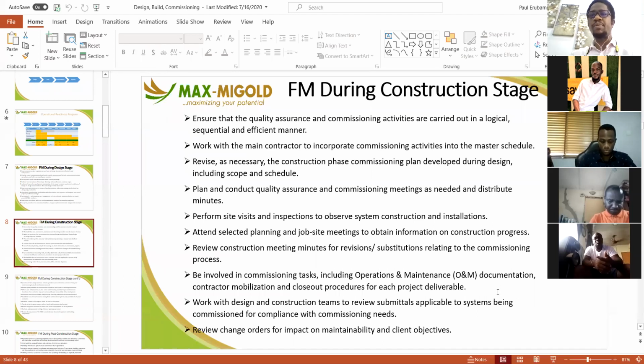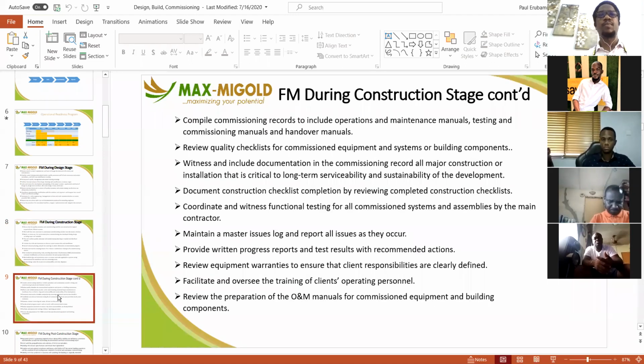So when a transformer is dropped in, they populate it. When generators are dropped, they populate it. When elevators and the motors around them are dropped in, they populate those documentation. And then you begin to compile commissioning records. You know that it's during construction that commissioning takes place.